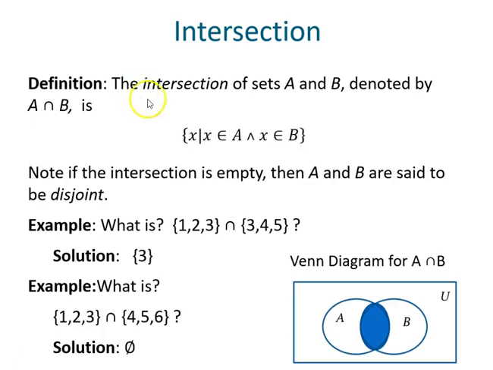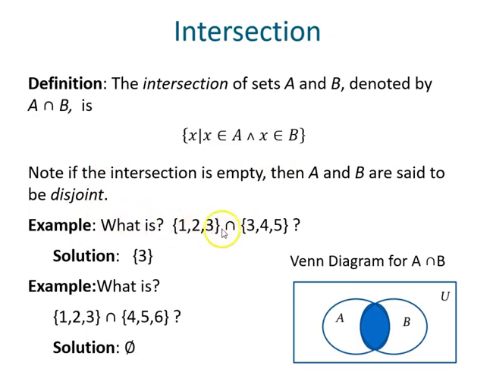The intersection of sets A and B, denoted A intersection B, is the set of all X in the universal set such that X belongs to A and X belongs to B. Note that if the intersection set is empty, then A and B are said to be disjoint.